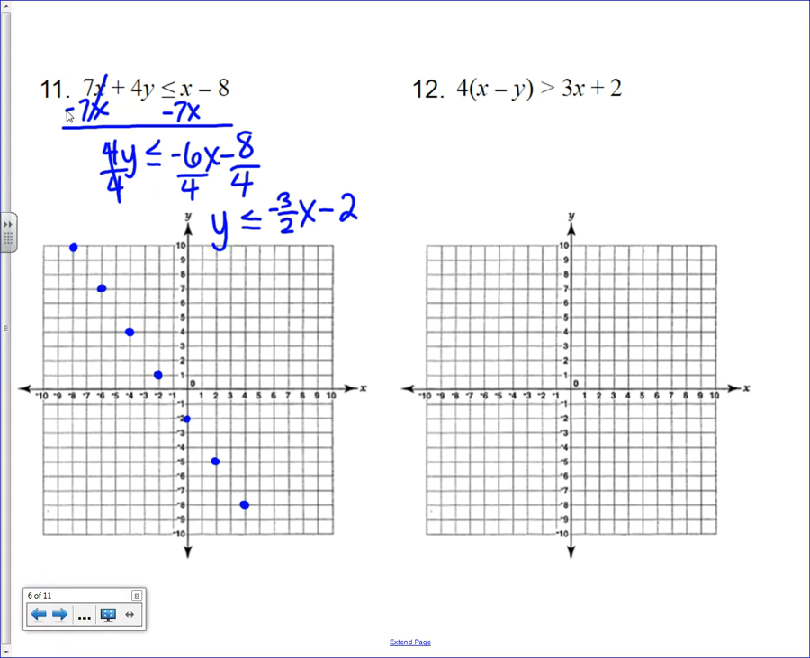Okay. And is this going to be solid or dashed? It is solid. And is that a greater than symbol or less than symbol? So I'm going to shade above or below? Below.